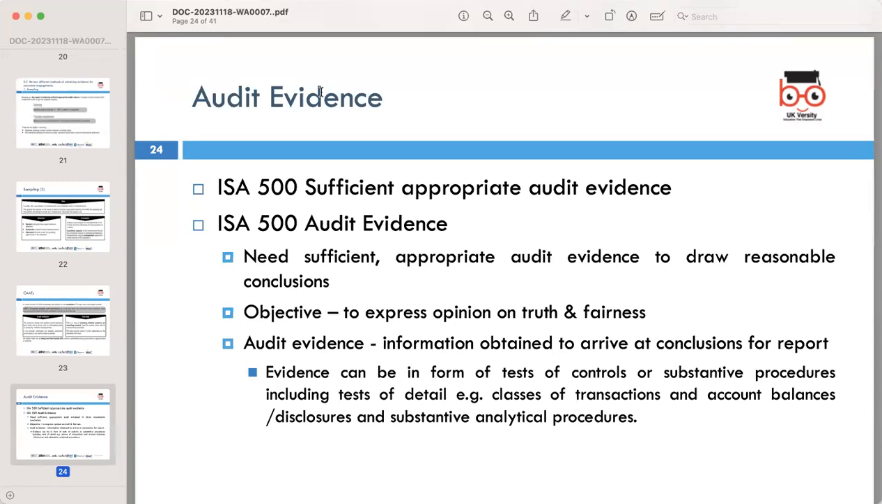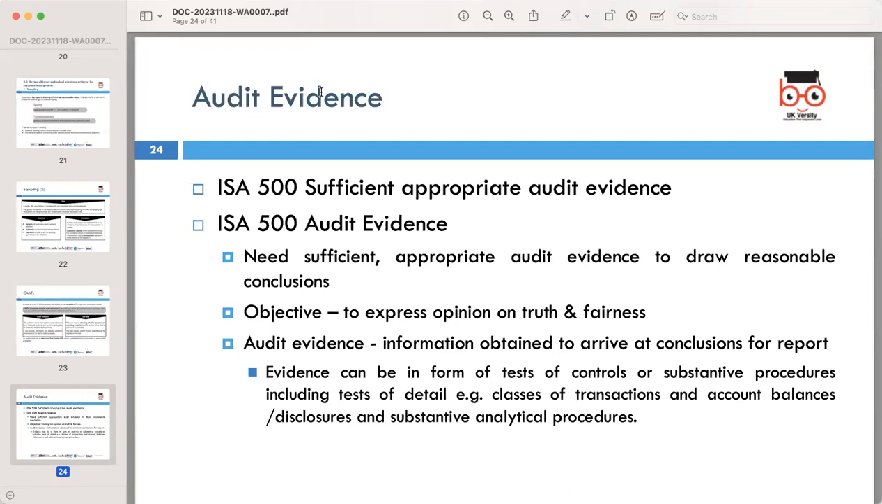Tests of control are like checking the system. A company has to make sure everything is running smoothly. So think of it as making sure all the locks on the doors are working. So we want to be sure that the company has good internal controls. On the other hand, substantive procedures are like digging into detail. We look at different classes of transactions and accounts, meaning different types of business activities and account balances.